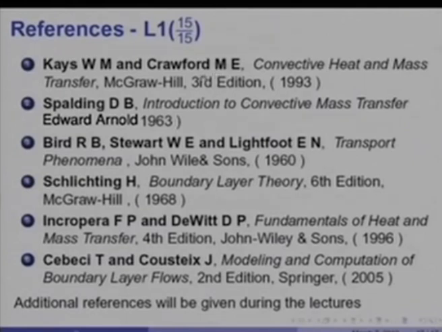In this book, the mass transfer aspect is largely based on a very exhaustive book called Introduction to Convective Mass Transfer by D.B. Spalding. It was written in 1963, but Kays and Crawford have brought in the modern notations and have made the entire formulations much easier to access and grasp.